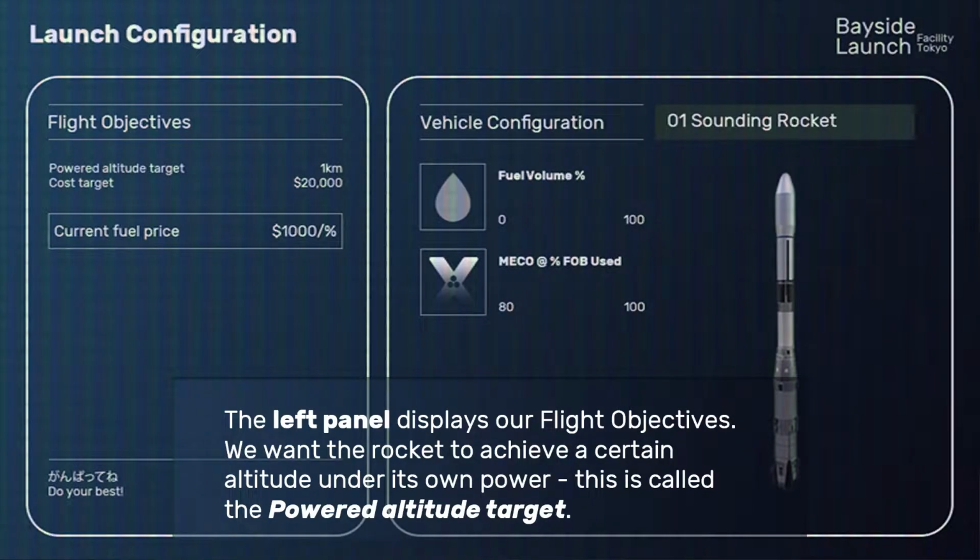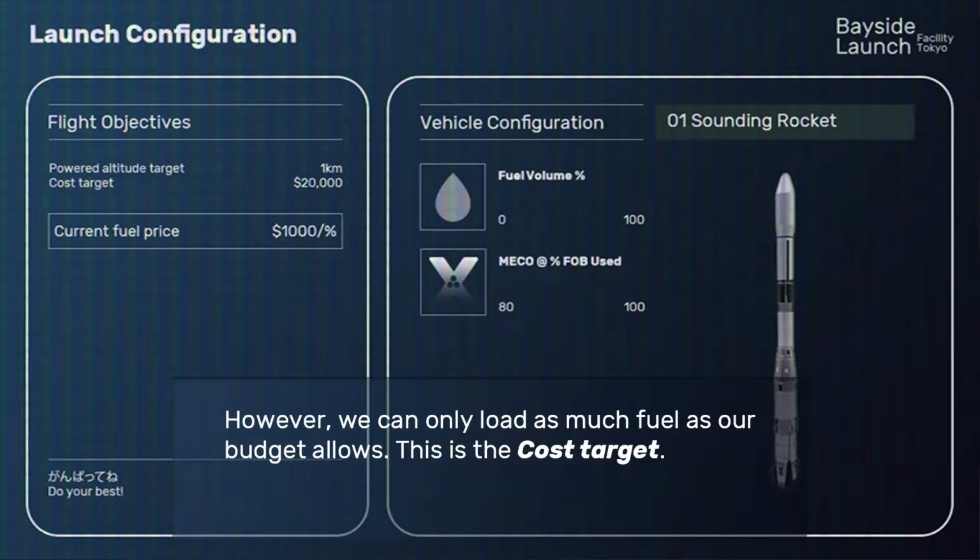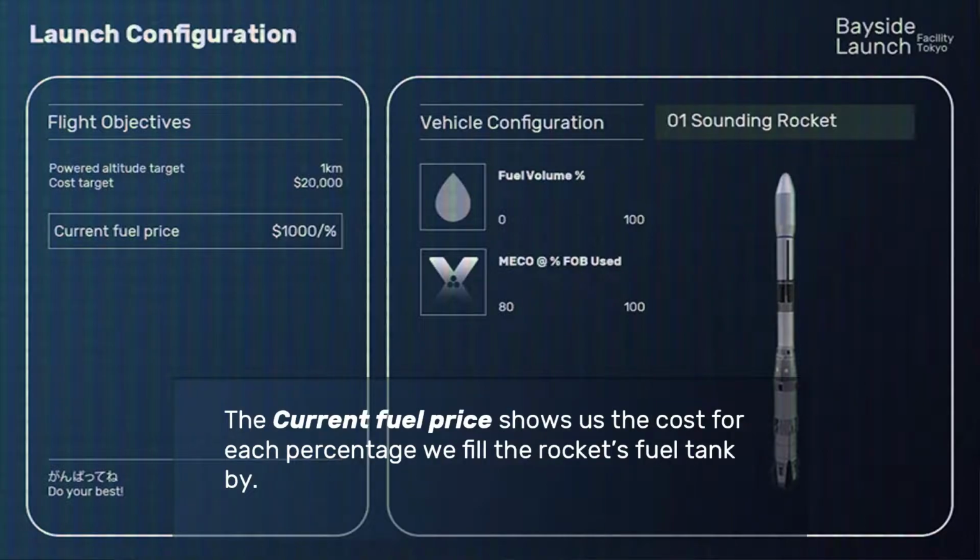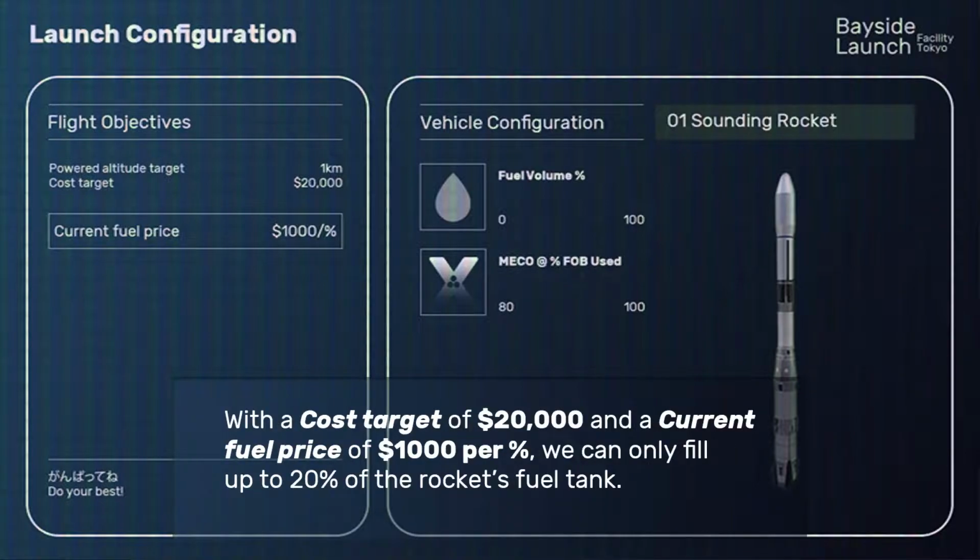The left panel displays our flight objectives. We want the rocket to achieve a certain altitude under its own power. This is called the powered altitude target. However, we can only load as much fuel as our budget allows. This is the cost target. The current fuel price shows us the cost for each percentage we fill the rocket's fuel tank by. With a cost target of $20,000 and a current fuel price of $1,000 per percent, we can only fill up to 20% of the rocket's fuel tank.